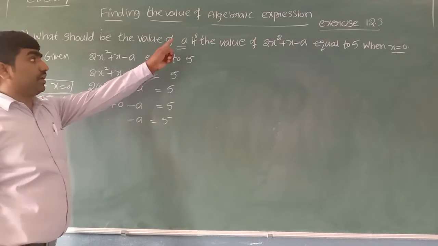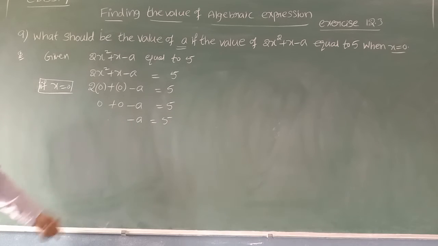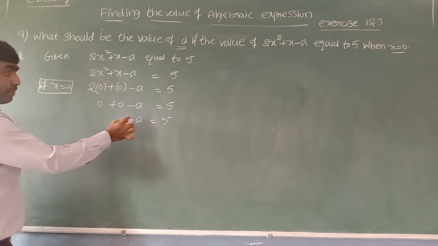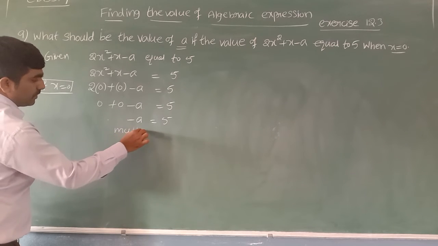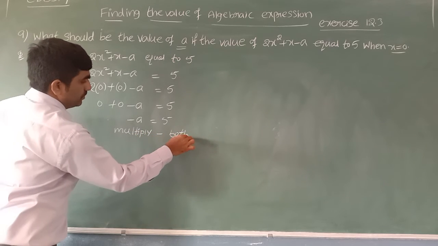But they are asking to find a. I want the positive value of a. So to get the positive value of a, multiply by minus on both sides. Minus into minus is plus. To get the positive value of a, let me multiply by minus on both sides.